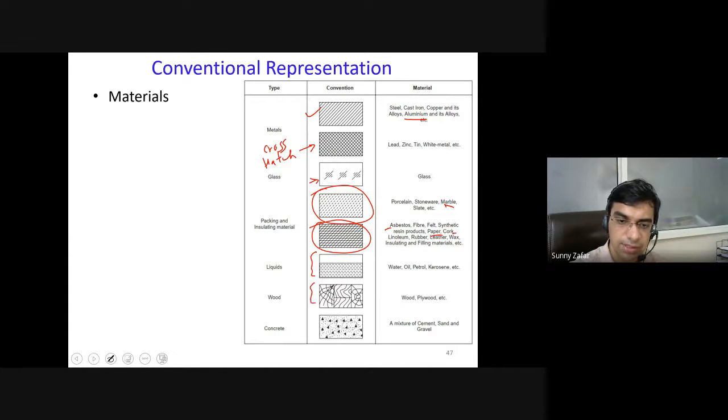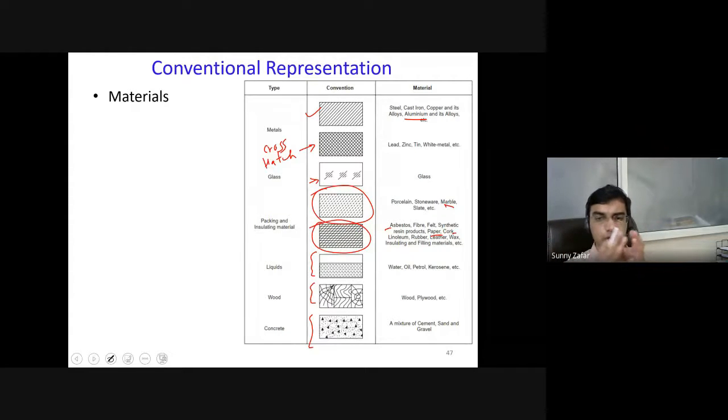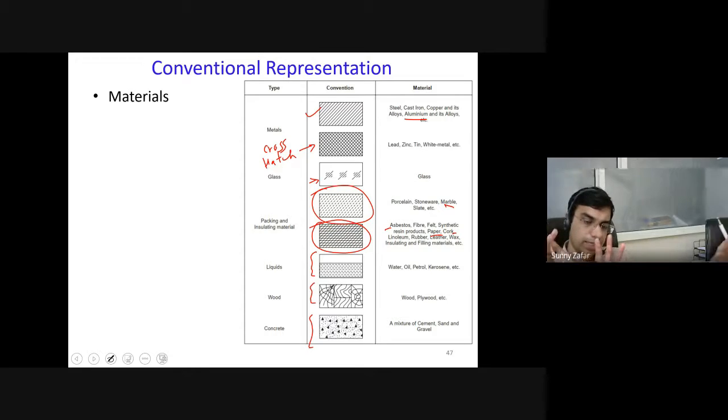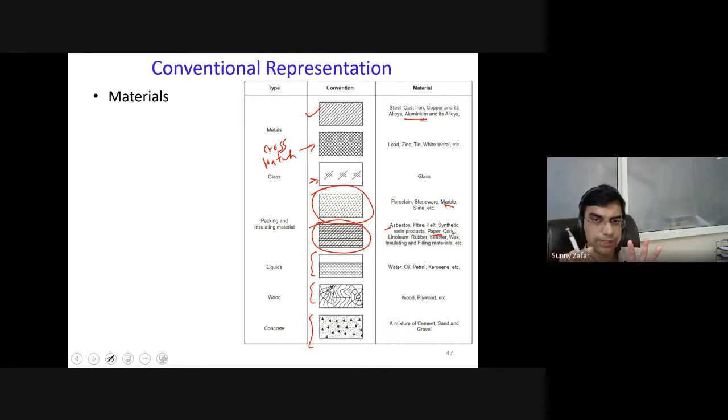For wood, this is the standard representation. And for concrete, this is the standard representation, which shows us a mixture of cement, sand, and gravel. Again, in the current scenario, all these things are automatically picked up by the software, but it is more important to understand this from the drawing reading perspective. When the drawing is given to you, how do you read it correctly? For that purpose, you should know what each convention means on a machine drawing.